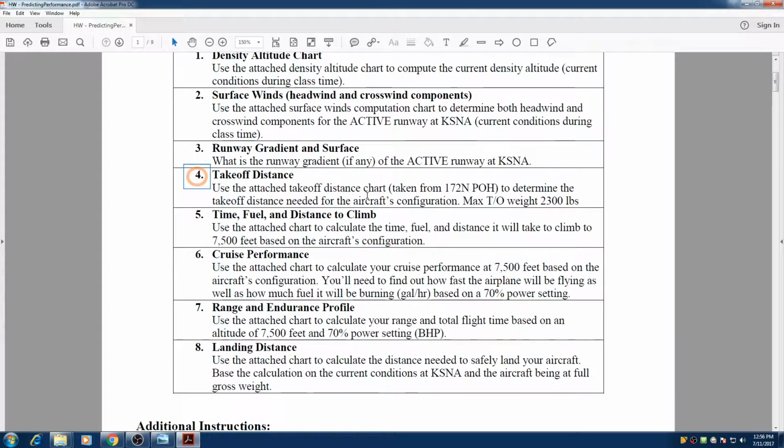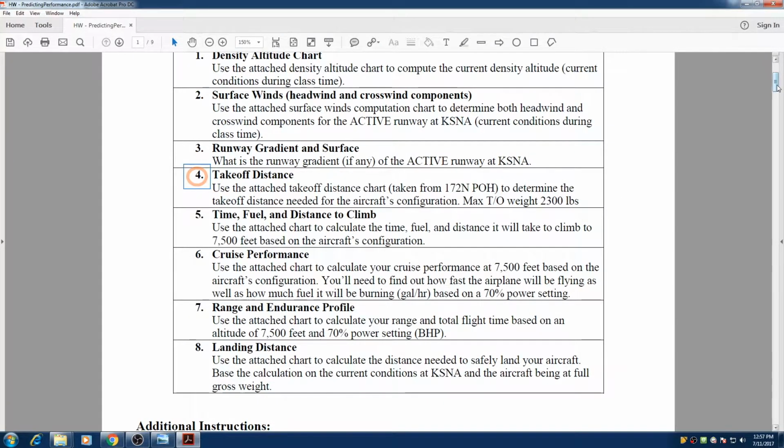Hello everyone, my name is Hassam, and in this video I'm going to go over the takeoff distance, how to calculate your takeoff distance. This example is based on the packet that we have. It's based on the takeoff distance charts for a Cessna 172, and our maximum takeoff weight is 2,300 pounds.